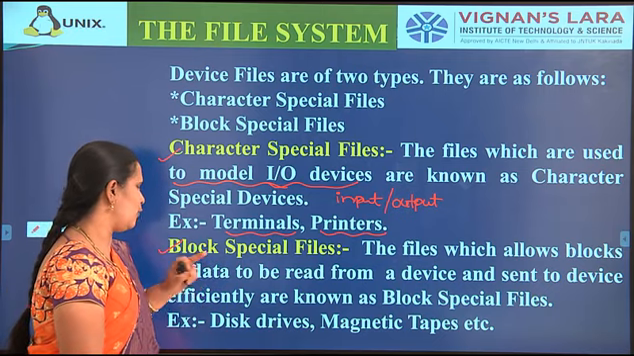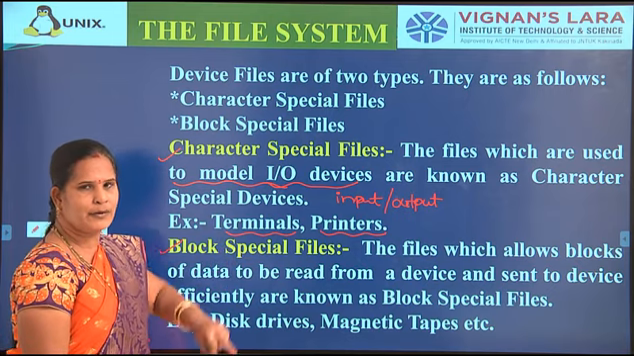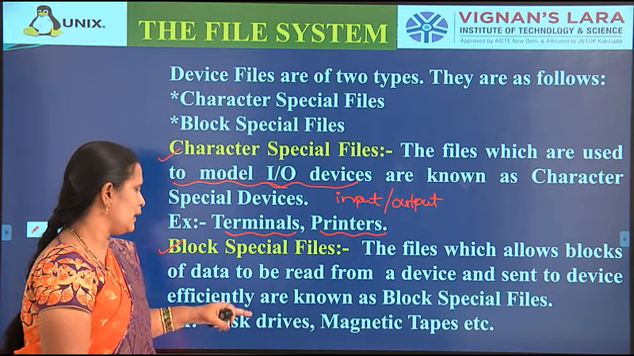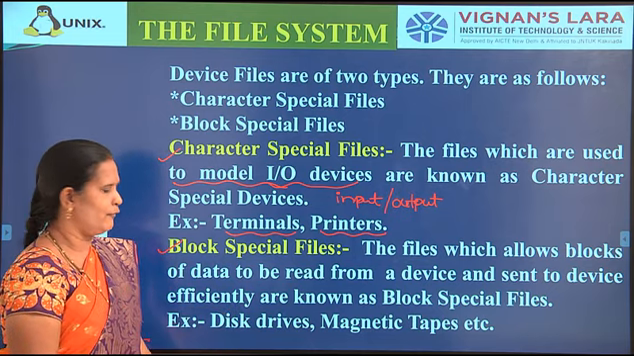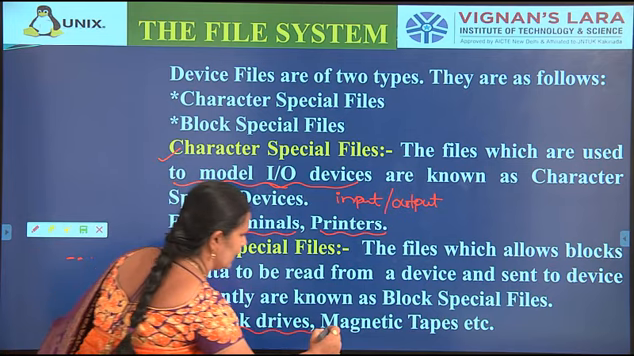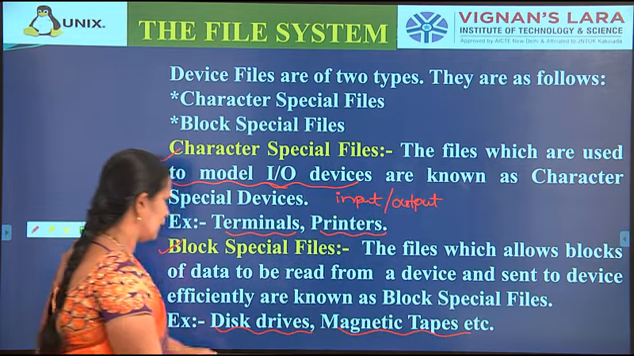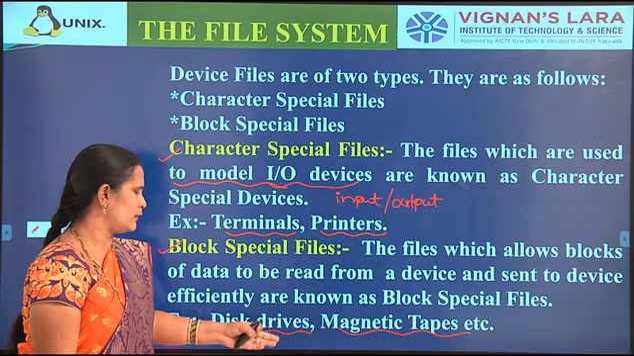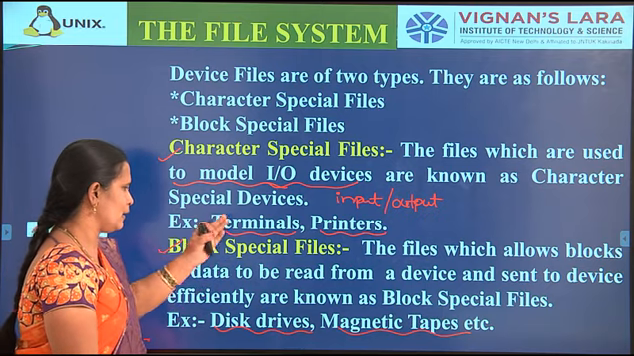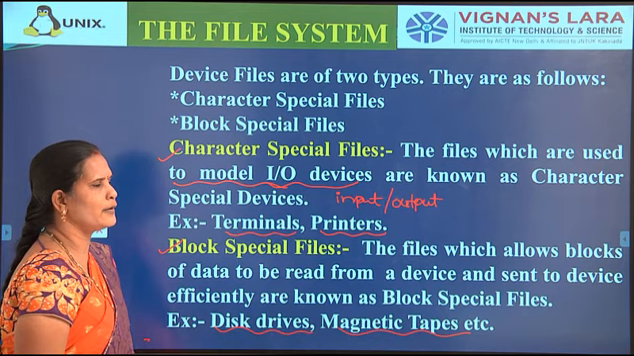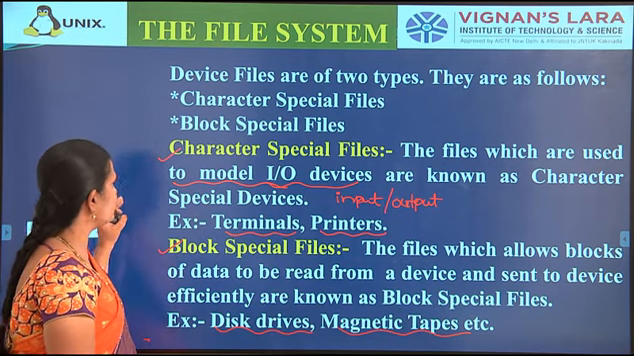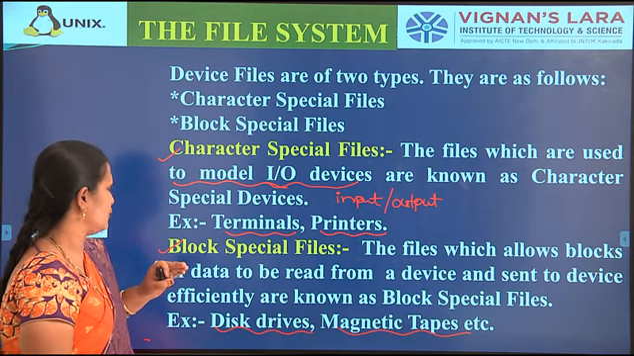Okay, the files which allow blocks of data to be read from a device and similarly to send blocks of data to a device are known as block special files. Examples of block special files are disk drives and magnetic tapes. Here, disk drives, compact disk drives, and floppy disk drives are treated as block special devices or block special files. So Unix treats every hardware component as a file. Okay, this is about types of device files.